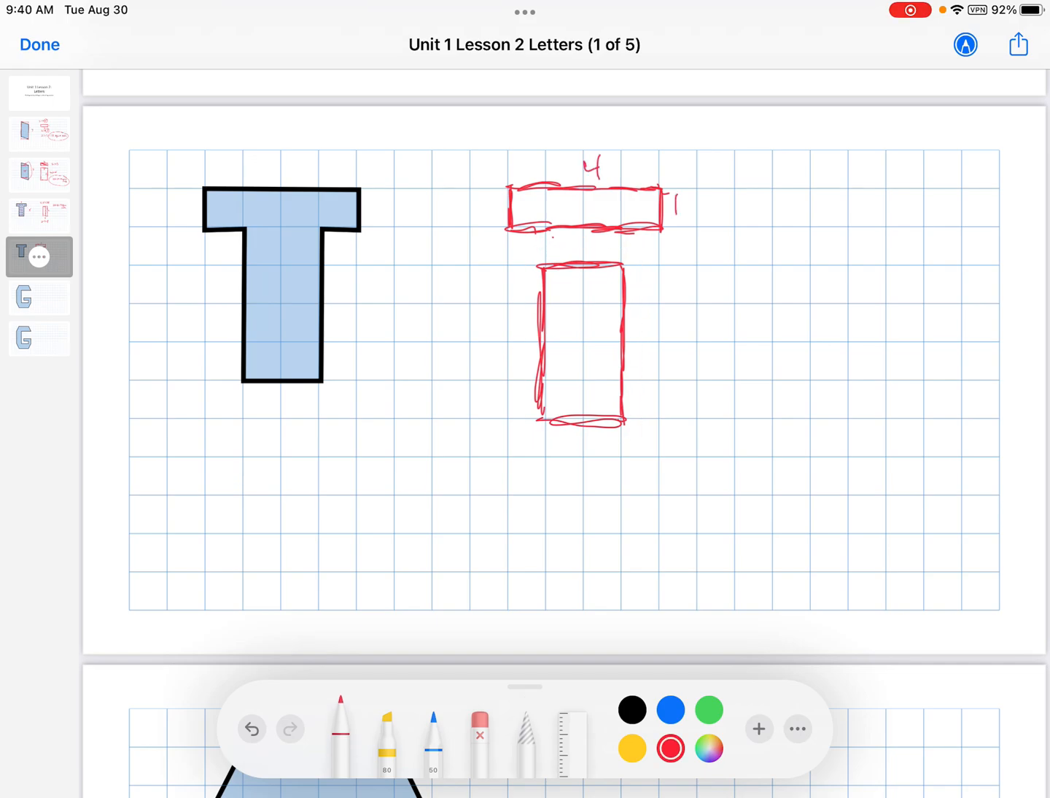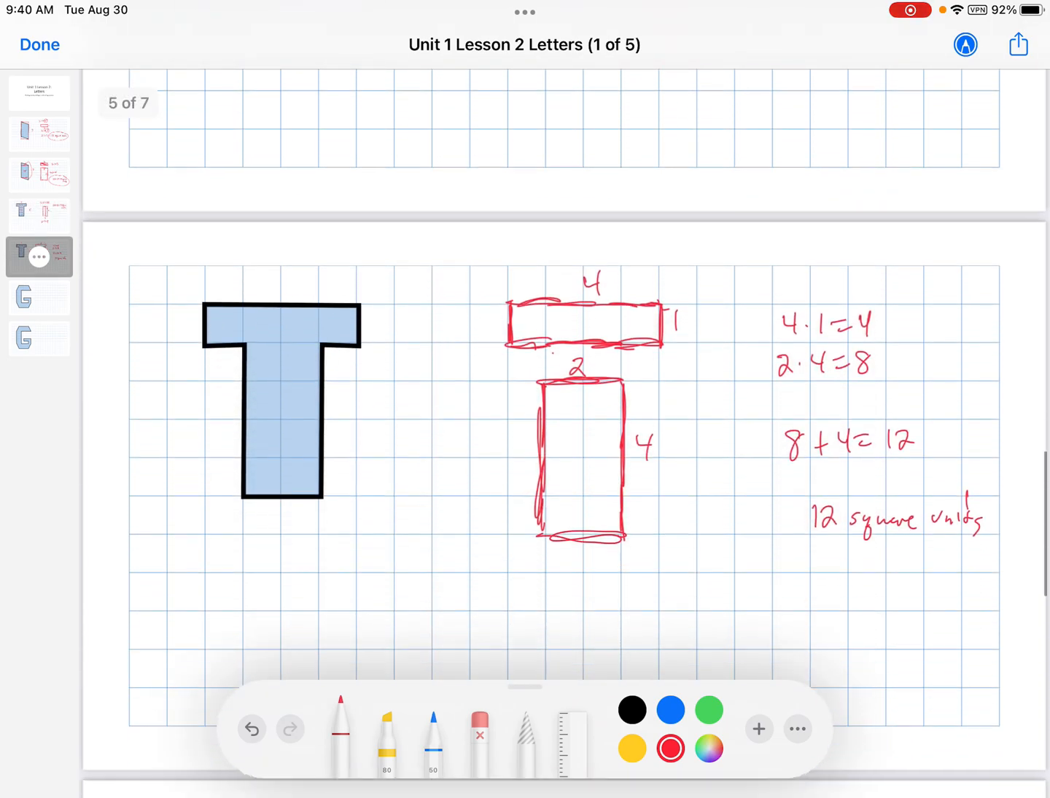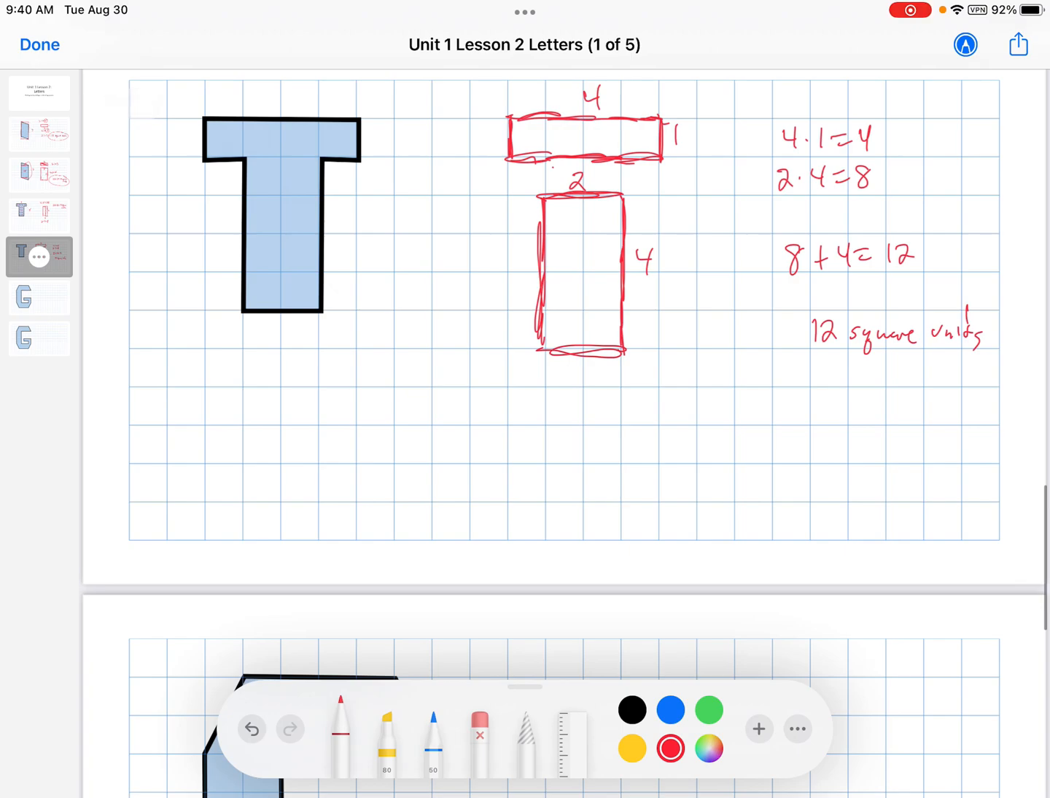This one is 4 by 1, and 4 times 1 is 4. And this one is 2 by 4, and 2 times 4 is 8. And remember, if we take something and cut it into pieces to get back to the original, we have to add those pieces together. 8 plus 4 is 12, 12 square units. Hey, look, same answer, 12 square units this way, 12 square units this way.